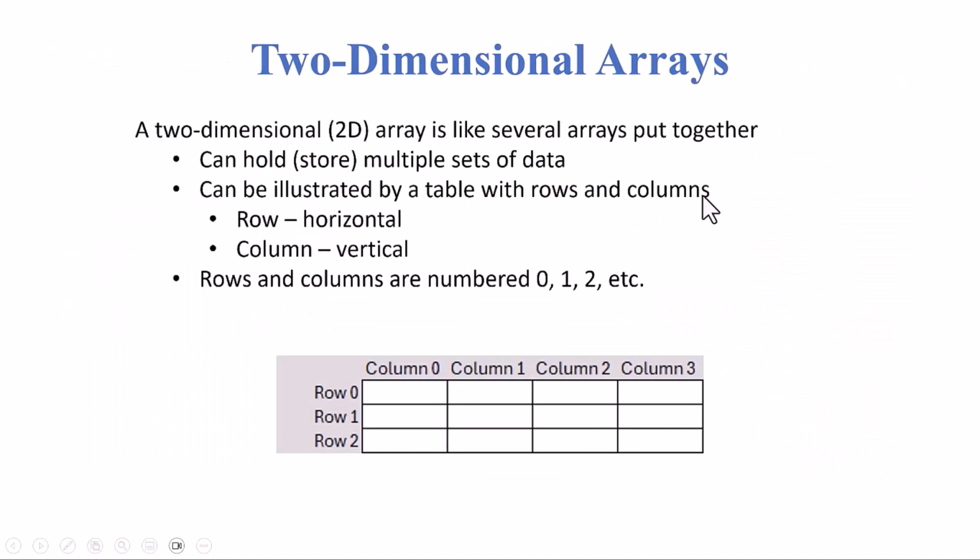A two-dimensional array, as I already know, is like several arrays put together. It can store multiple sets of data. It can be illustrated by a table with rows and columns. The row is horizontal, the columns are vertical. The rows and columns are numbered 0, 1, 2, and so on down the line. You do not have to use the words row and column. That's something that just seems natural because they are in rows and columns.